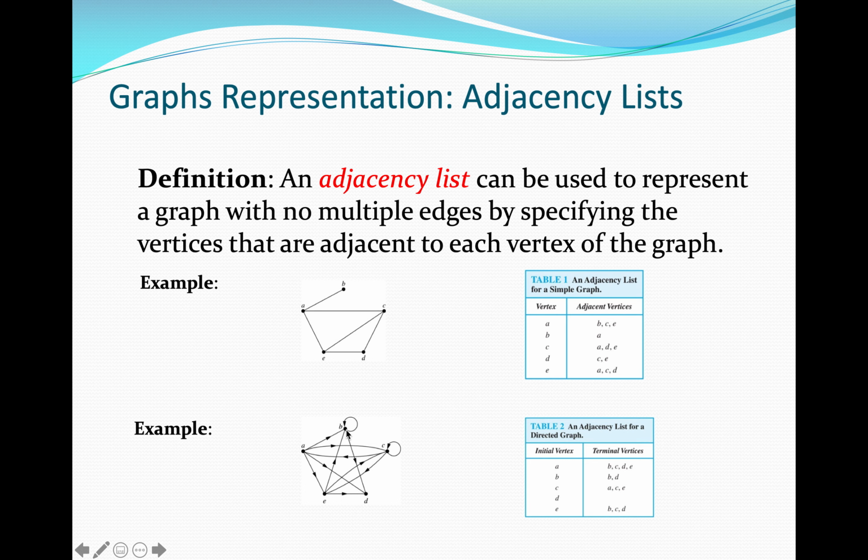For B, you can see that B is going out to D, and B is going out to itself. So there are two terminal vertices for B, which are B and D. And you can see, okay, for D here there is no outgoing edge from D, so D doesn't have any adjacent vertices. All right.